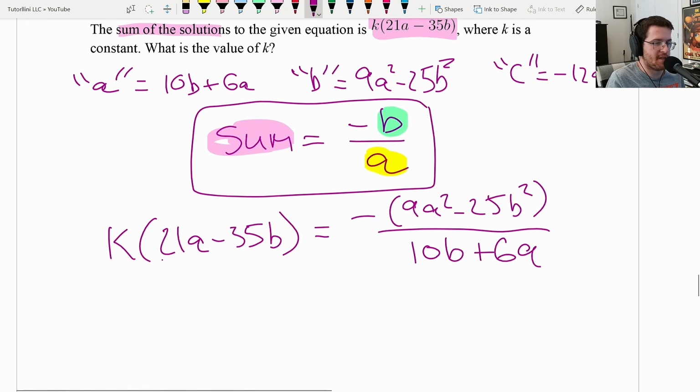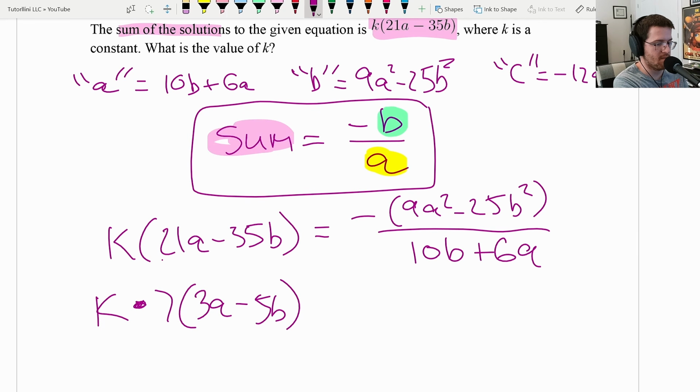Hopefully you're thinking at this point, wait, we see these rational expressions. Oftentimes when we see rational expressions on the SAT, crucial to the question is factoring. So I'm going to go and factor all three of the pieces. So K, we got a greatest common factor of 7. So I'm going to pull out a 7, and I'm left with 3A minus 5B. And then on the bottom, I'm going to rearrange it as 6A plus 10B because that's the same.